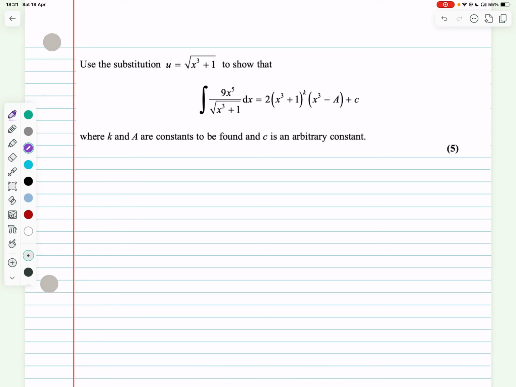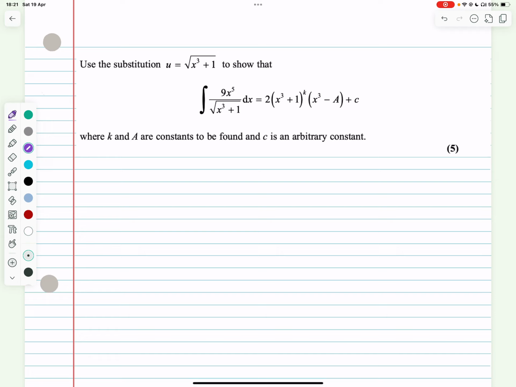Okay, question number 6. Question number 6 says use the substitution u equals square root of x cubed plus 1 to show that the integral of 9x to the power of 5 over square root of x cubed plus 1 dx is equal to 2 times (x cubed plus 1) to the power of k times (x cubed minus a) plus c, where a, k and a are constants to be found and c is the arbitrary constant.